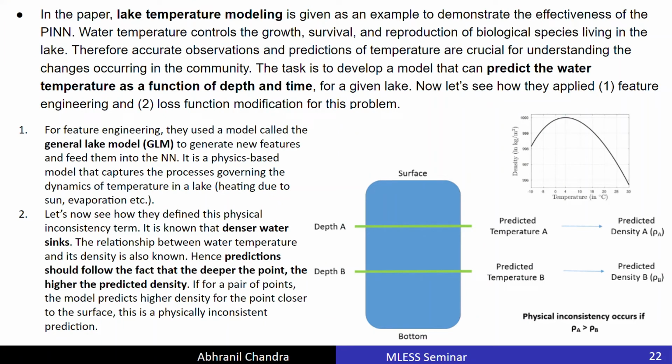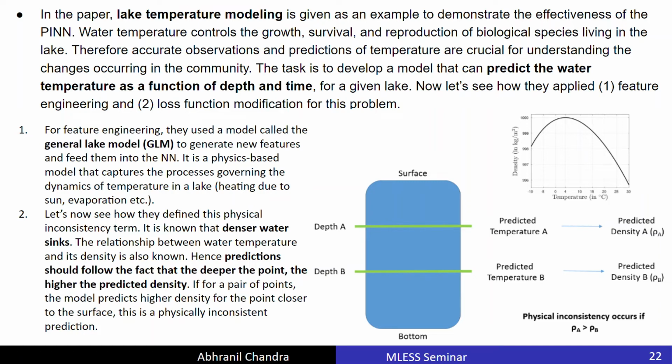In the paper, lake temperature modeling is taken as an example to demonstrate the effectiveness of PINN. Water temperature controls the growth, survival, and reproduction of biological species living in the lake. Therefore, accurate observations and predictions of temperature are crucial for understanding the changes occurring in the community. The task is to develop a model that predicts the water temperature as a function of depth and time for a given lake.